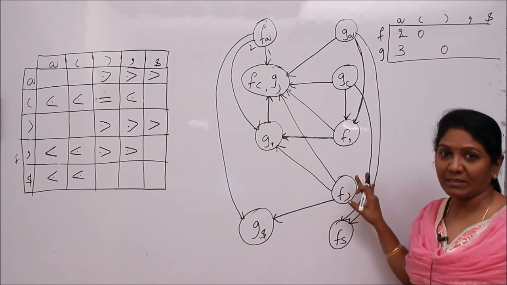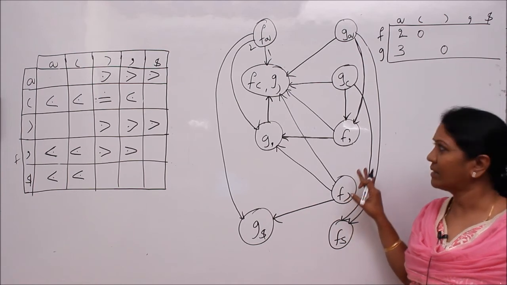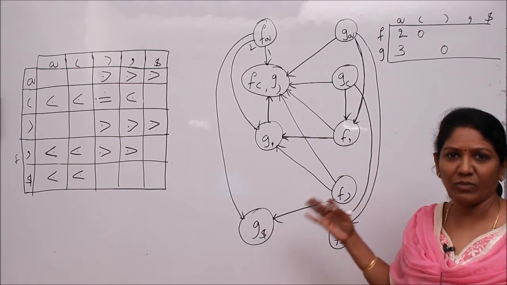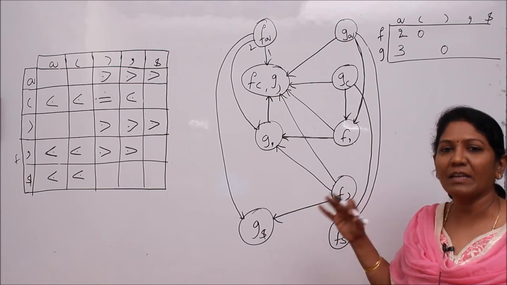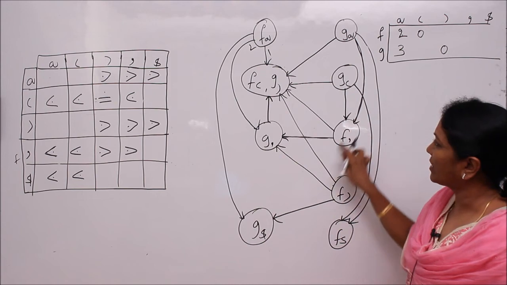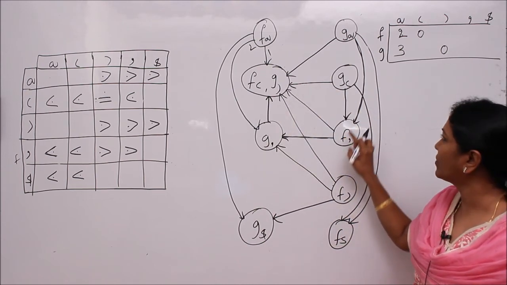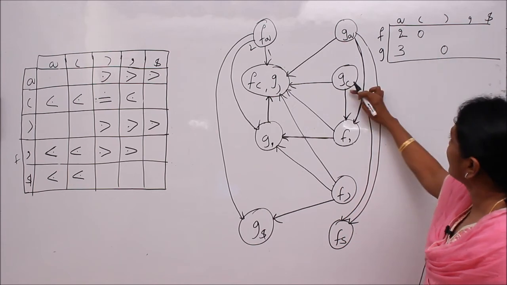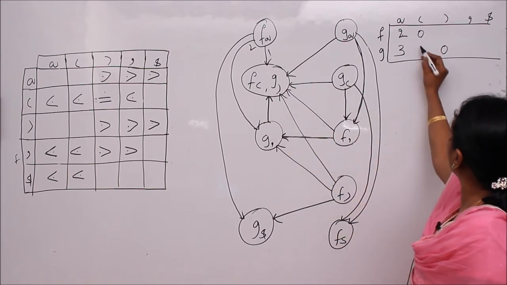After constructing the graph, we should actually check for cycles. There are no cycles in this graph, that's why I am converting it straight away. We have to check for cycles in the graph. For example, if you look at this, this is not a cycle. If it is a cycle, we cannot reduce. So G left parenthesis is 1, 2, 3.